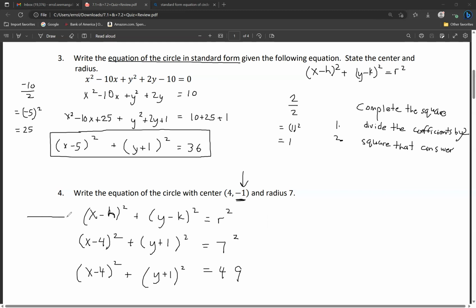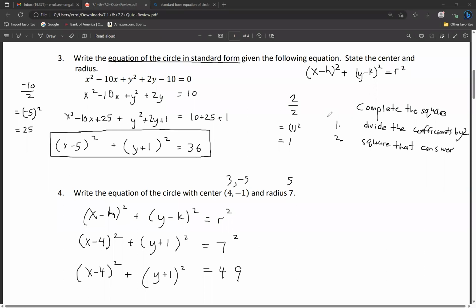Make sure you memorize this and make sure you know what H is. H is the x value of the center, K is the y value of the center, and R is the radius. All right, let me give you a little bonus. Write the equation with the center 3, -5, radius 5. What's the equation in standard form for that?